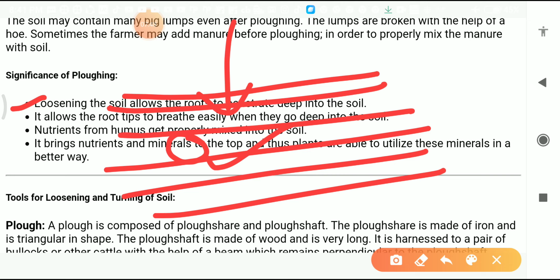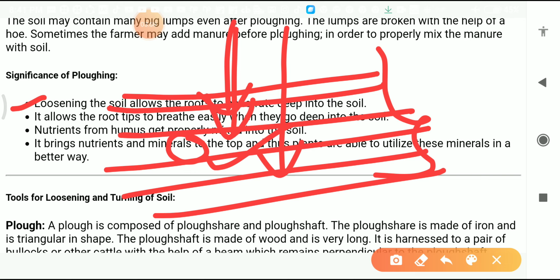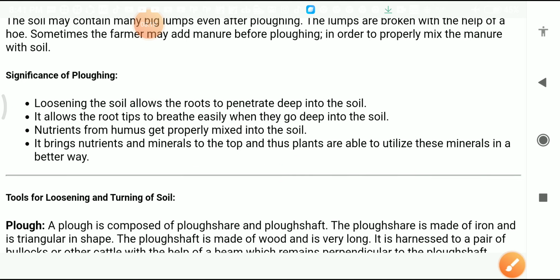Now see here, soil is not tightly packed, the soil is loose here. Then water can go inside it very easily, and oxygen also goes inside easily. Then this seed can germinate very easily. That's why we loosen the soil.